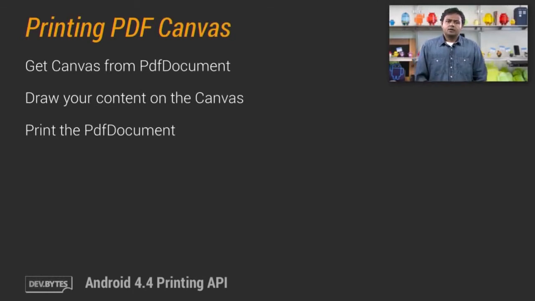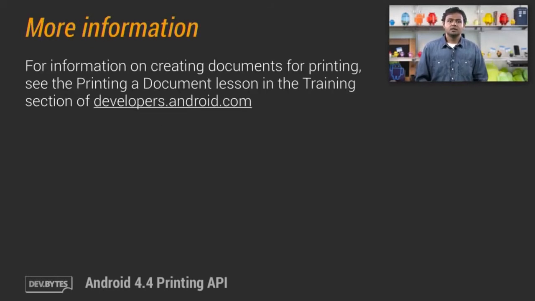So finally, there is a PDF document class which allows you to very quickly generate PDF content using the platform drawing APIs. This new PDF document API offers a convenient way for you to do this by getting a canvas object by calling the getCanvas method on PDF document. Once you have the canvas, you can draw your printable content on it using the standard graphics APIs on Android. And when you're done drawing your content, you simply submit the document to the printing subsystem and it'll just print.